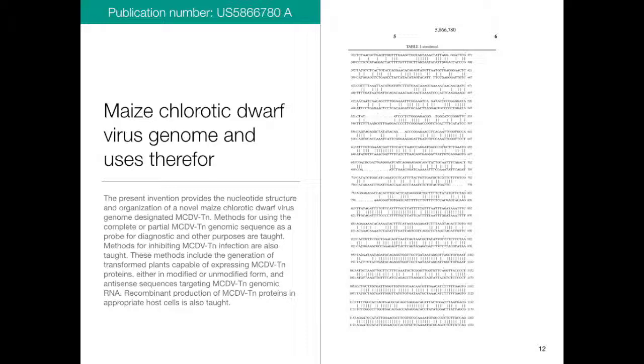Methods for using the complete or partial MCDVTN genomic sequence as a probe for diagnostic and other purposes are taught. Methods for inhibiting MCDVTN infection are also taught. These methods include the generation of transformed plants capable of expressing MCDVTN proteins, either in modified or unmodified form, and antisense sequences targeting MCDVTN genomic RNA. Recombinant production of MCDVTN proteins in appropriate host cells is also taught.